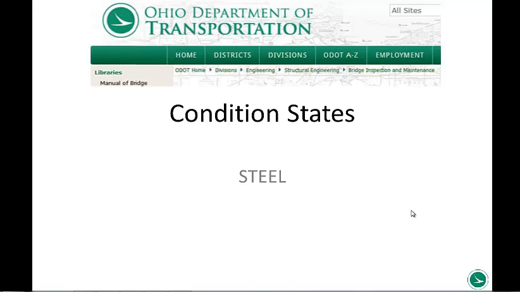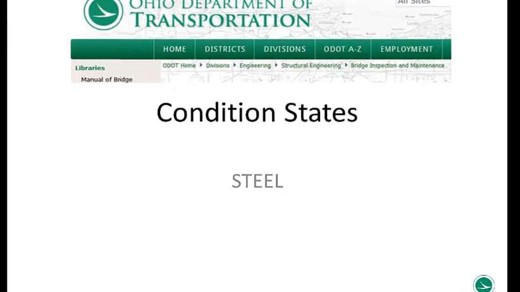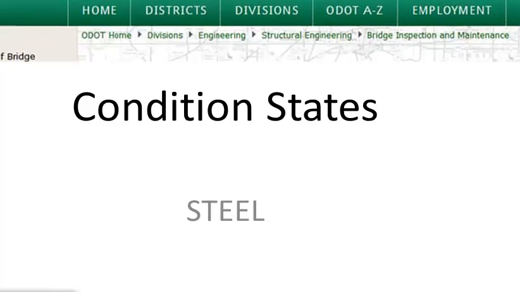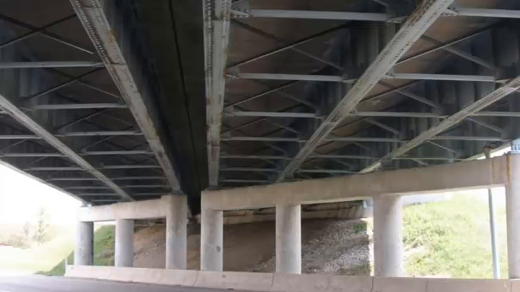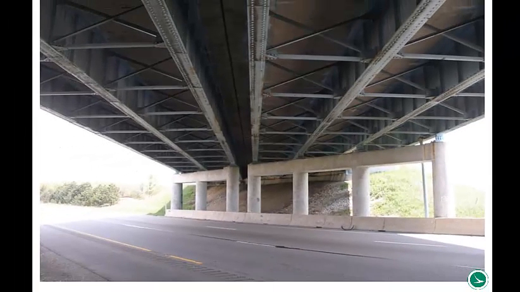In this video, I'm going to discuss the condition states for the material type steel. Now, steel is prevalent throughout our bridges. Next to concrete, it's probably the second most prevalent, and a continuous steel beam structure is the most prevalent structure type on our national highway system for the superstructure. So steel is worth taking a little bit of time and understanding the condition states.